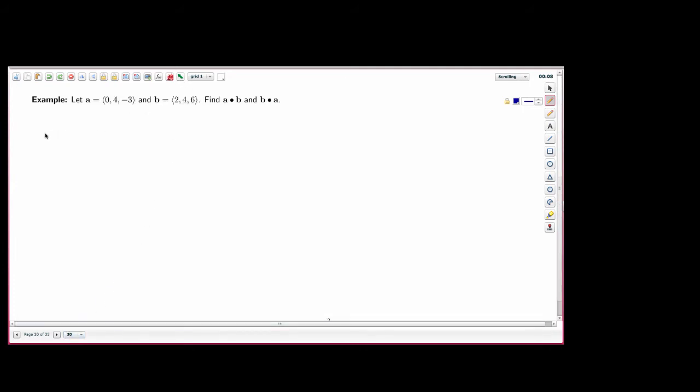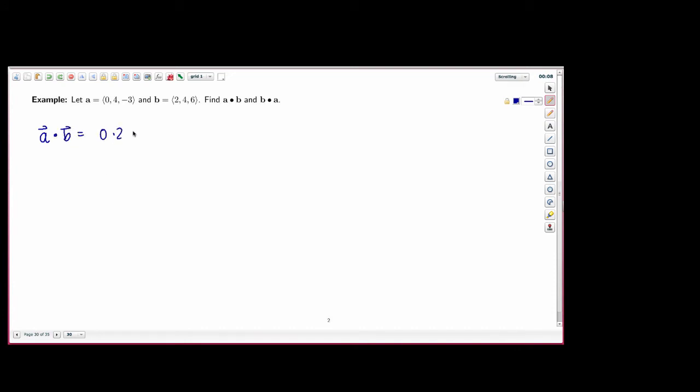So let's do a couple examples. Here we've got two vectors in three dimensions. If I want to do A dotted with B, that means I do 0 times 2 plus 4 times 4 plus minus 3 times 6. So I get 0 plus 16 minus 18, or minus 2. So A dotted with B is equal to minus 2. Notice we took our two vectors, did the dot product, and got a number, minus 2.